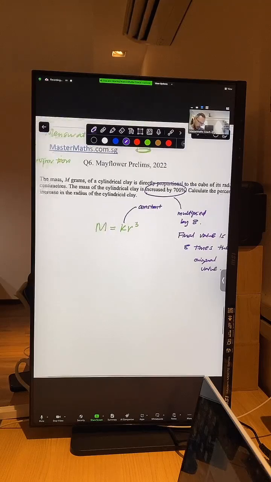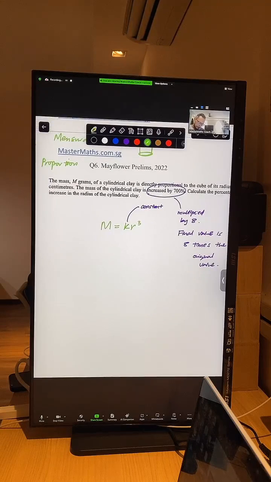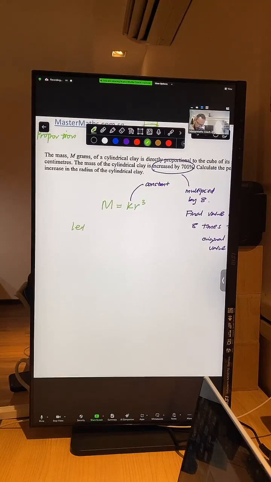So what we do here is we say let M1 be the original mass, and R1 be the original radius. Okay, let's start with that.